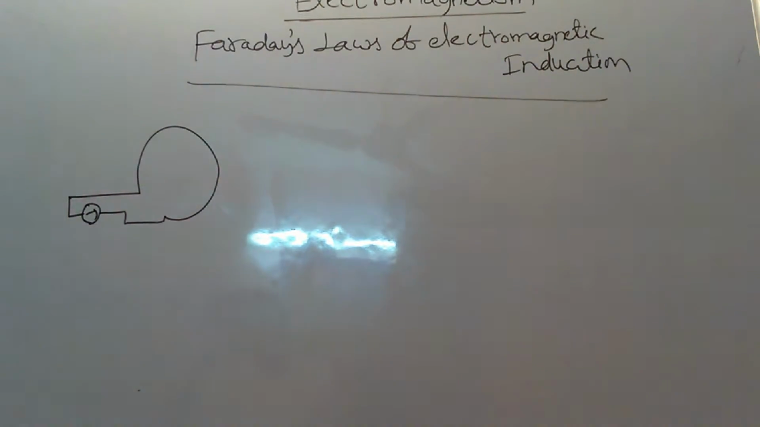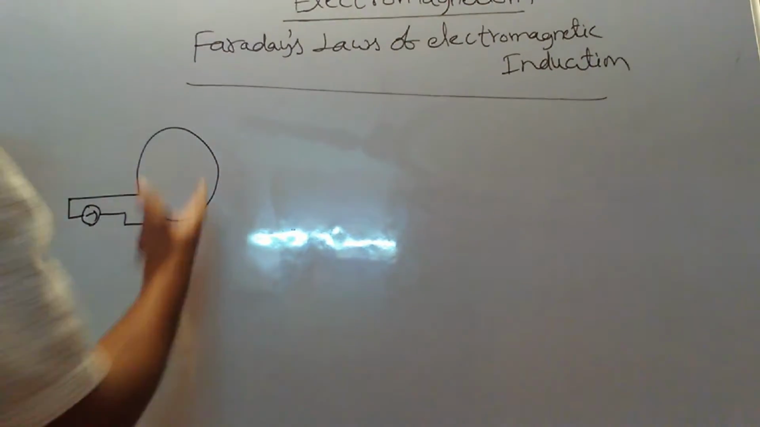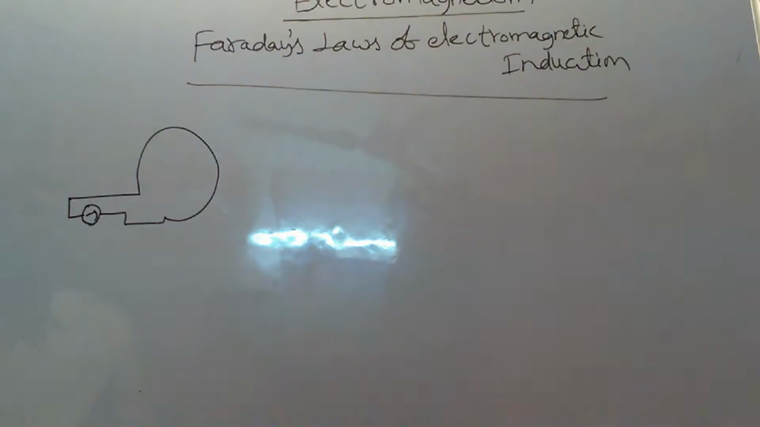Now we are discussing Faraday's law of electromagnetic induction. Here you take one copper coil having one turn, I am assuming. It is connected to a galvanometer or microammeter, like that.